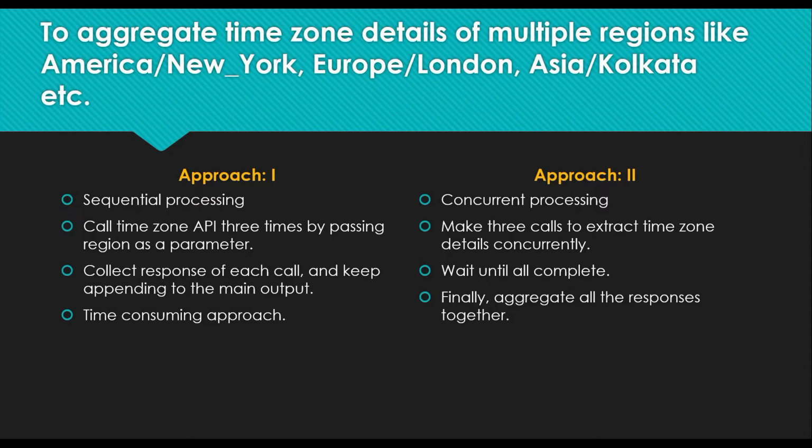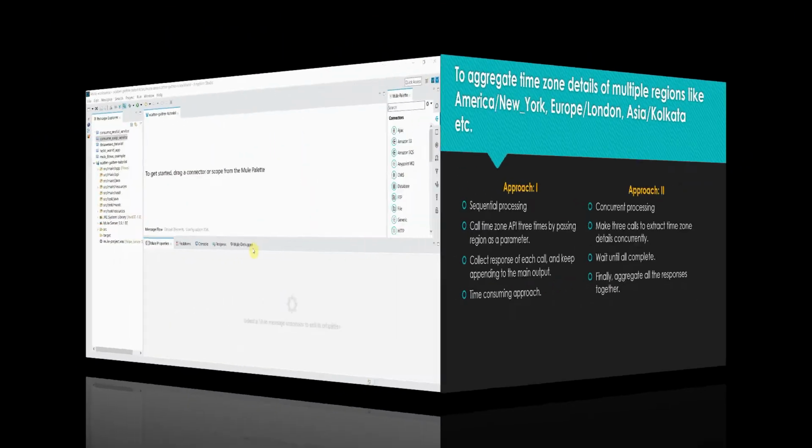In the second solution, I could go with concurrent processing where I'll make 3 calls to extract time zone details concurrently. Then I'll aggregate all the responses once I've got them together and pass it for the further processing. This is where I can use the scatter gather component to spend less time on processing by implementing concurrent execution. So let's go ahead with the implementation of this solution.